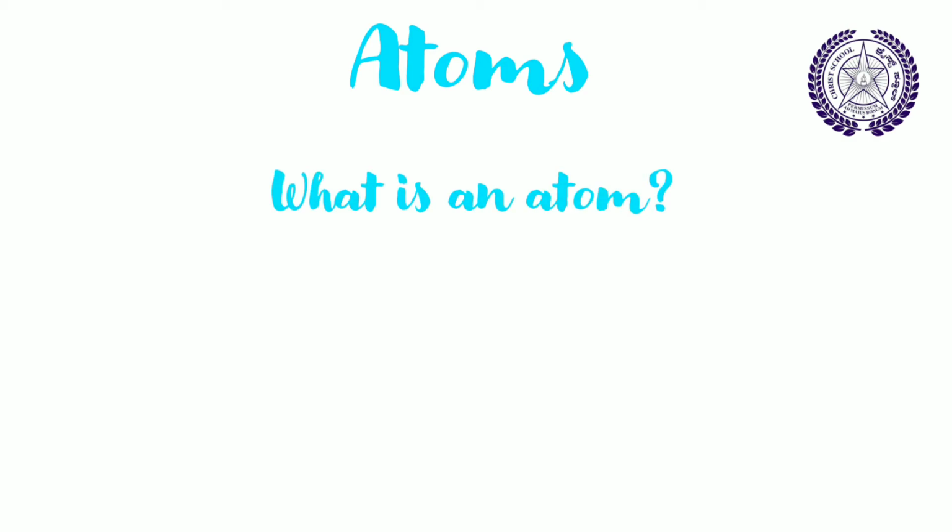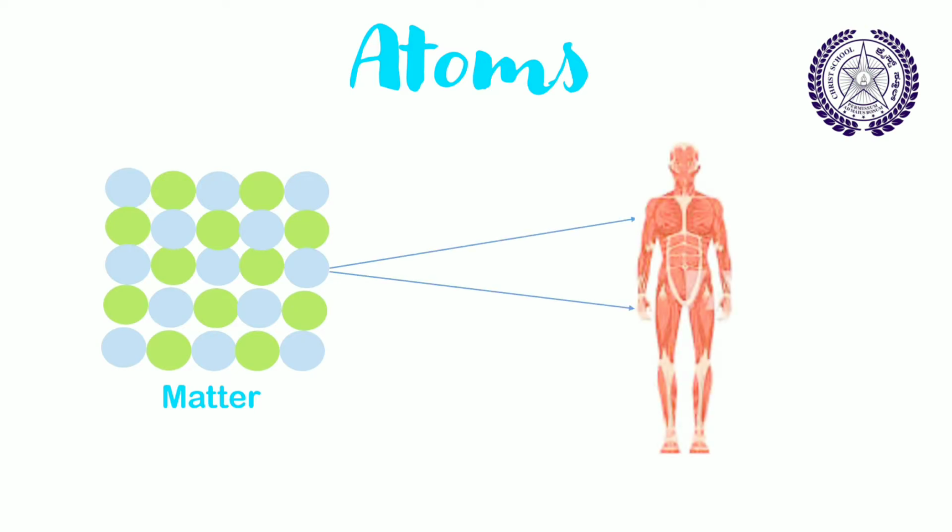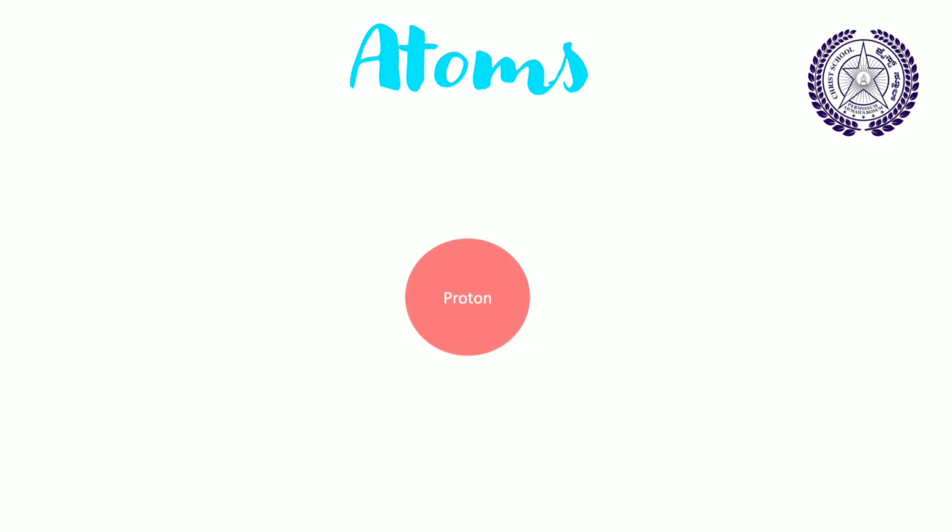For understanding electricity, we need to know about atoms. What is an atom? An atom is the smallest particle of matter. We are all made up of atoms. An atom is made up of 3 subatomic particles that are protons, neutrons and electrons.